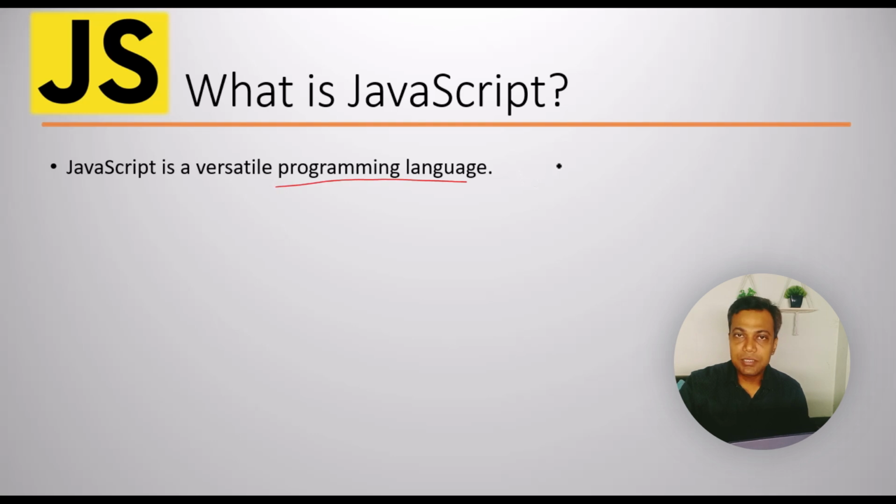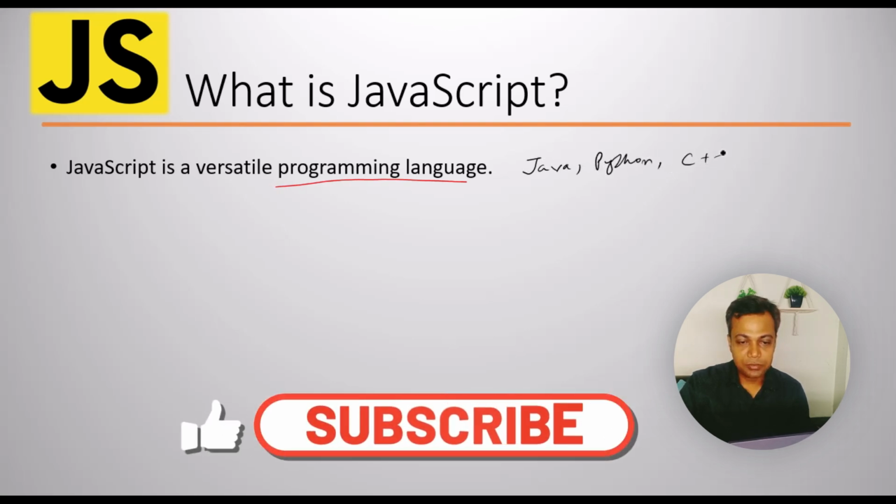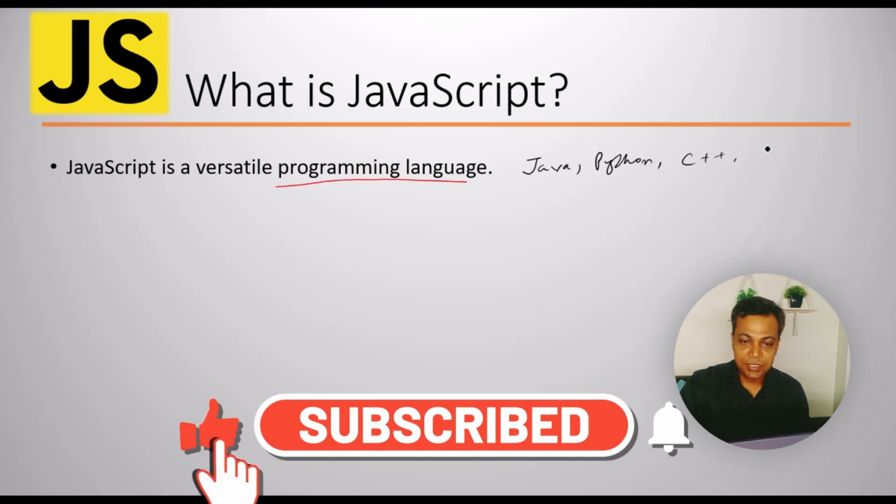Some of the very common and important languages are like Java, Python, C++, etc. And just like that, JavaScript is also a language.